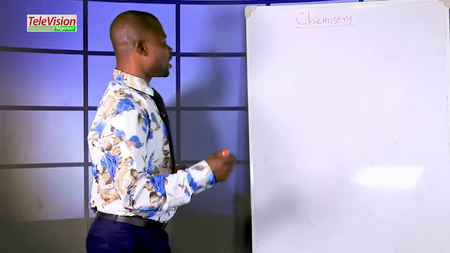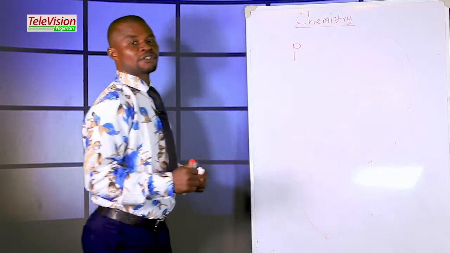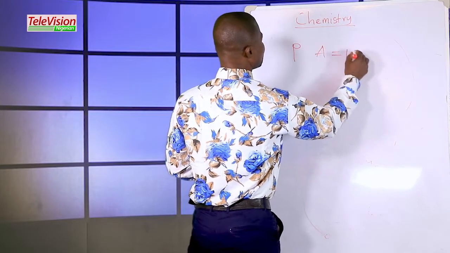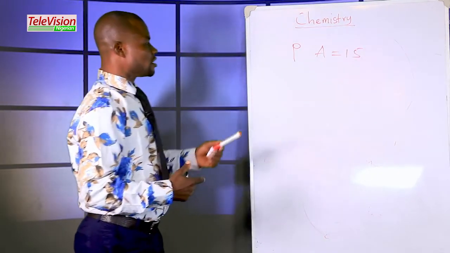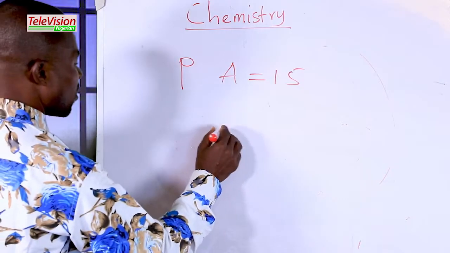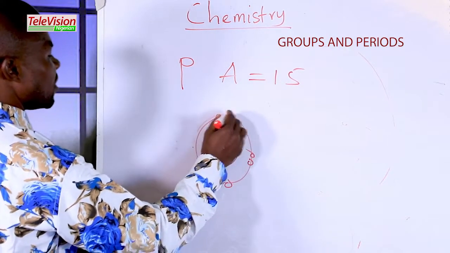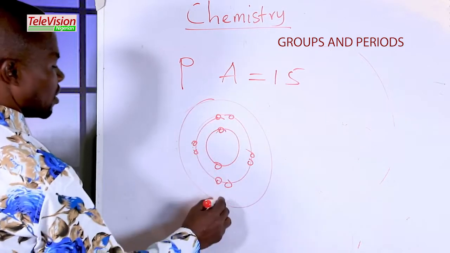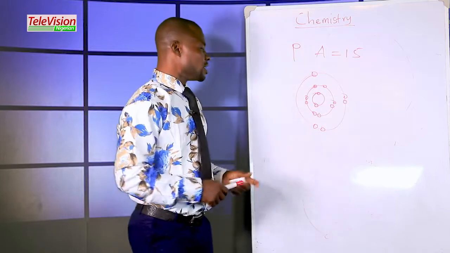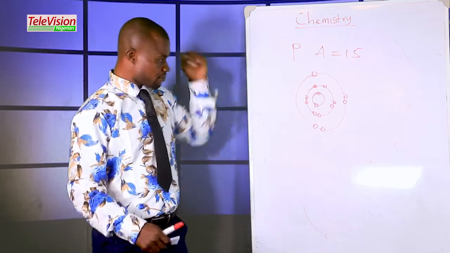Let's consider phosphorus. The symbol of phosphorus is P, and the atomic number of phosphorus is 15. Let's carry out the electronic configuration of this phosphorus, which is 1, 2, 3, 4, 5, 6, 7, 8, 9, 10, 11, 12, 13, 14, 15. It's complete.